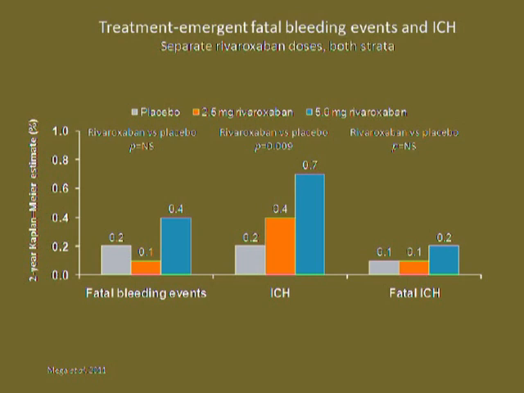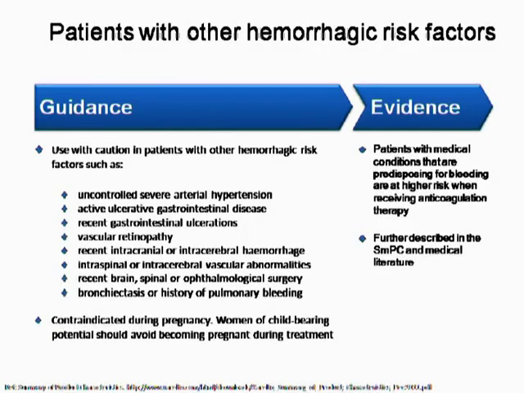And if you look at the safety issue of the fatal hemorrhages, you can see this is the 5 milligrams, and this is the 2.5, and this is placebo. You can see intracranial hemorrhage is increased with the 5 milligrams. So the 2.5 gives you the best safety and efficacy in the study.